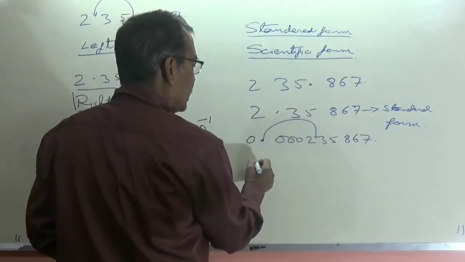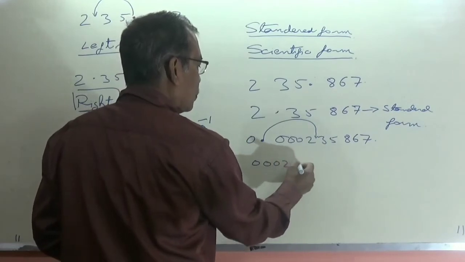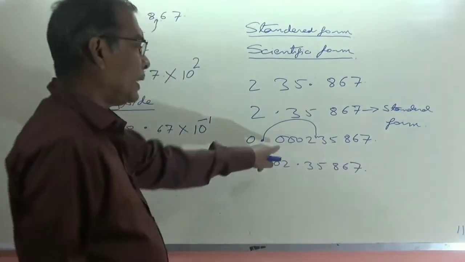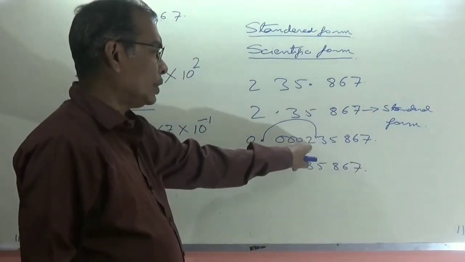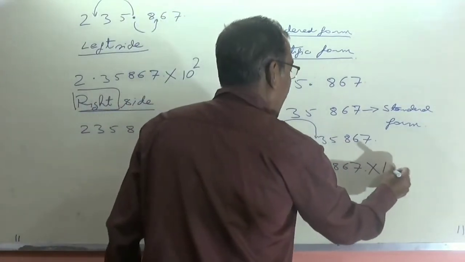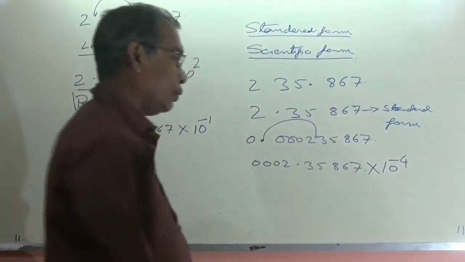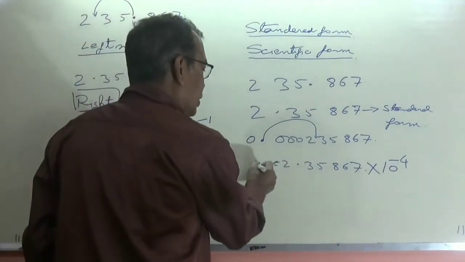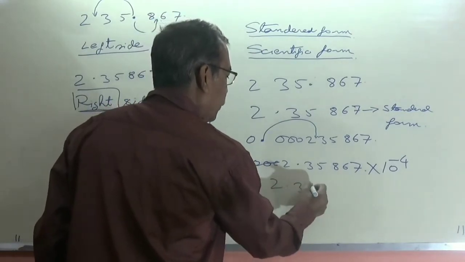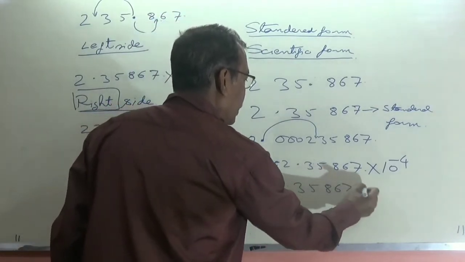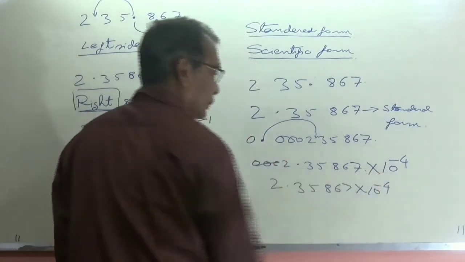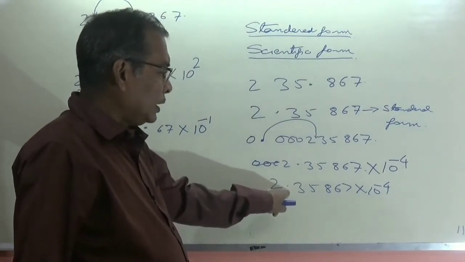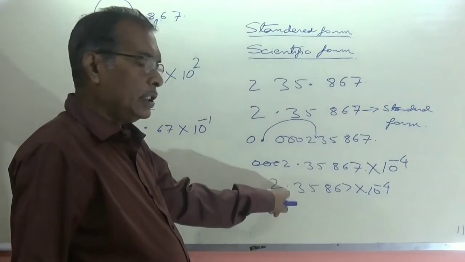That is, you can say 0002.35867. So I find that the decimal is jumping by 4 digits. So it is into 10 to the power minus 4, since it is going to the right-hand side, so it is minus 4. Now this 0 has no use, so you may eliminate it, so it will be equal to 2.35867 into 10 to the power minus 4. So the decimal is coming after 1 digit, so you can say that this is in standard form.